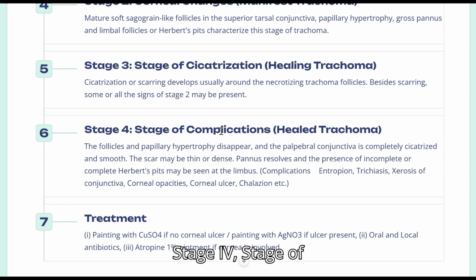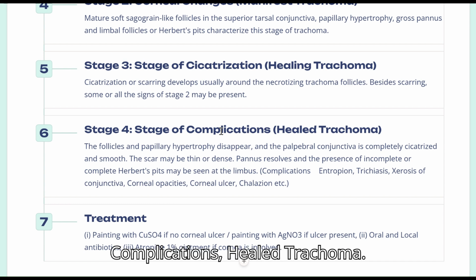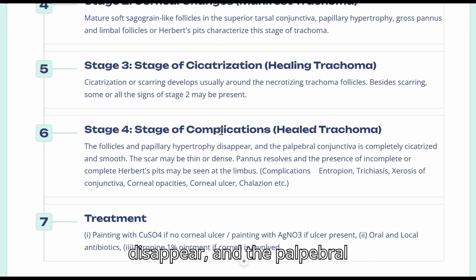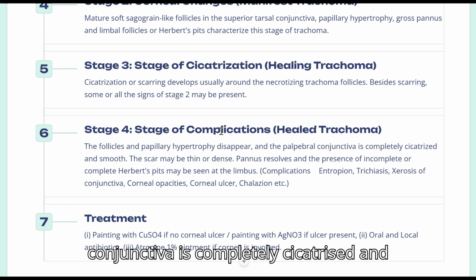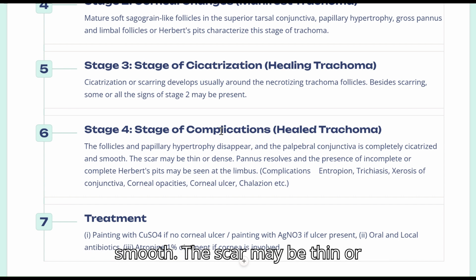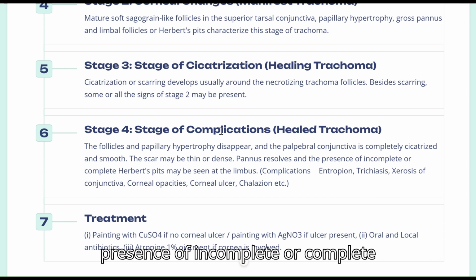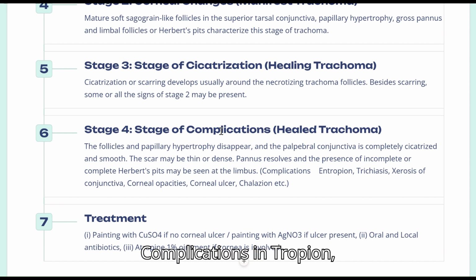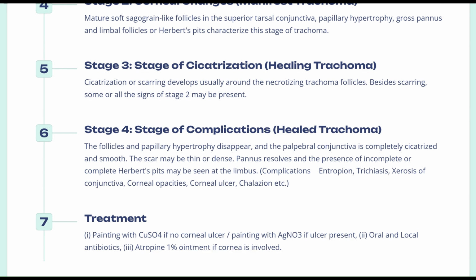Stage 4. Stage of complications, healed trachoma. The follicles and papillary hypertrophy disappear, and the palpebral conjunctiva is completely cicatrized and smooth. The scar may be thin or dense. Pannus resolves and the presence of incomplete or complete Herbert's pits may be seen at the limbus. Complications: Entropion, Trichiasis, xerosis of conjunctiva, corneal opacities, corneal ulcer, Chalazion, etc.